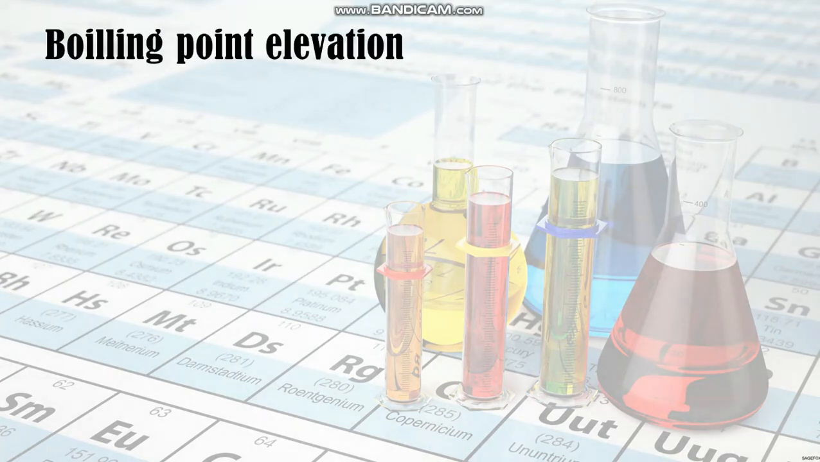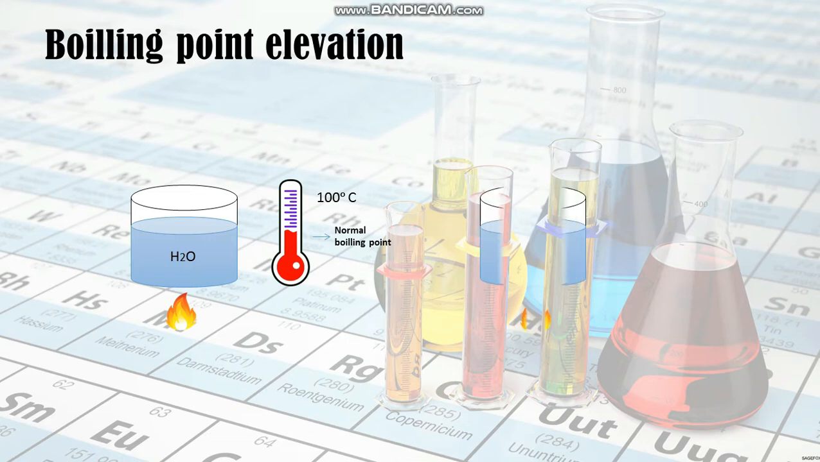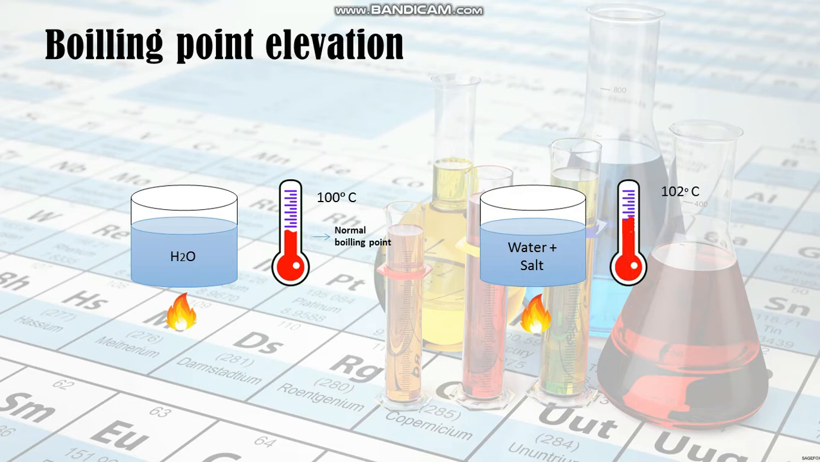Boiling point elevation. Keyword: elevation. Whenever you add salt to the water, the boiling point goes up. The boiling point of pure water is 100 degrees Celsius. However, when you add salt to it, it increases to maybe 102, depending on how much salt you add. But the boiling point goes up. The more salt you add, the higher the boiling point is going to continue to increase. So that's why it's called boiling point elevation.